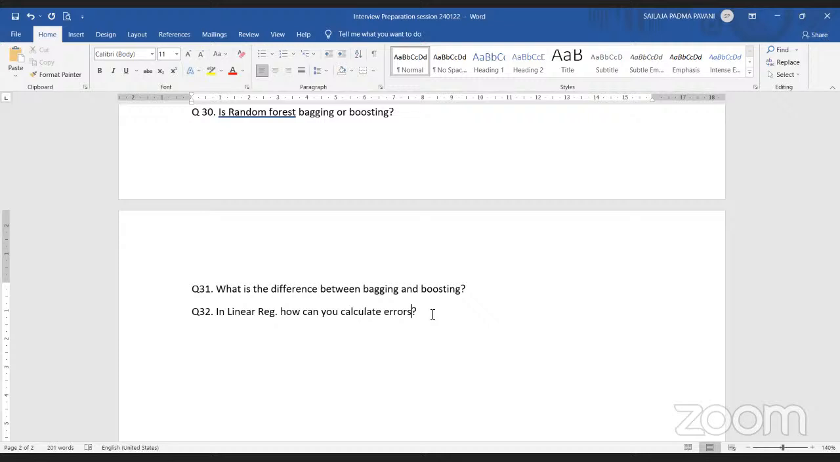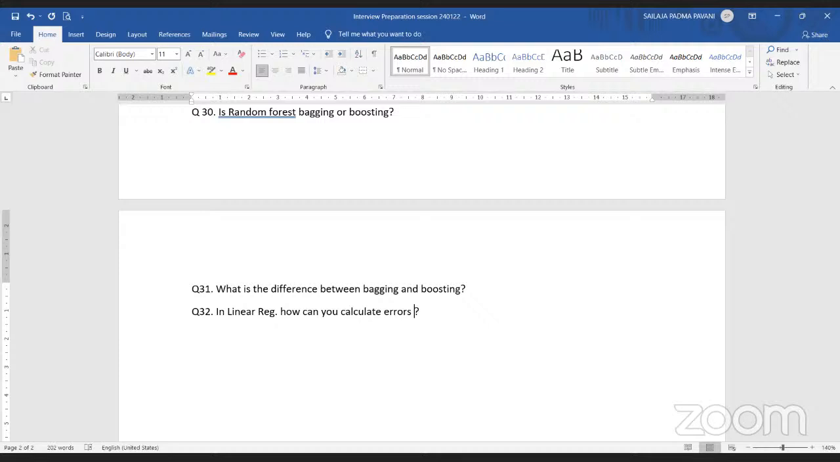In linear regression, you will find errors. What do you mean by error? MSE, very good, Shalini. Error means that between the original output and the predicted output, some variation will exist. The difference will exist, and that difference is called the error.